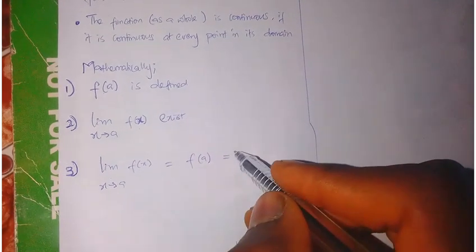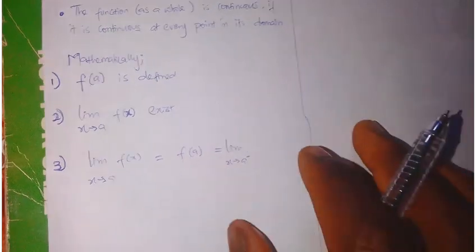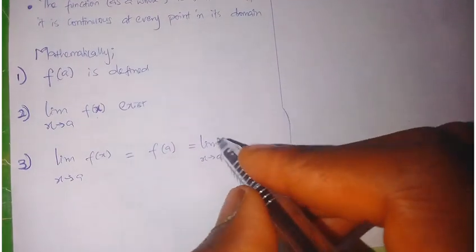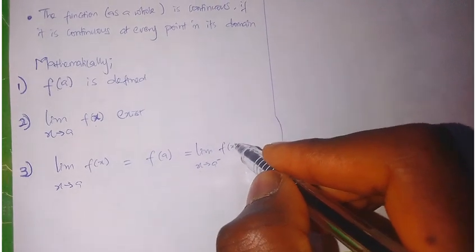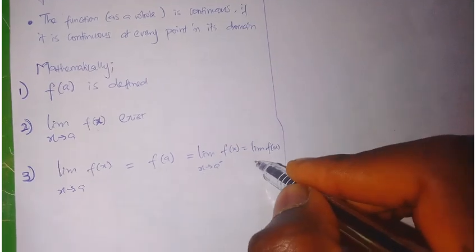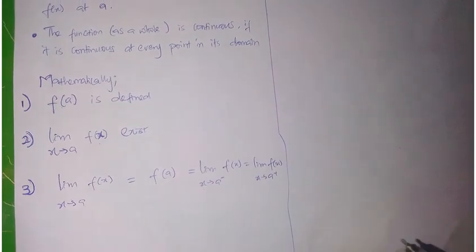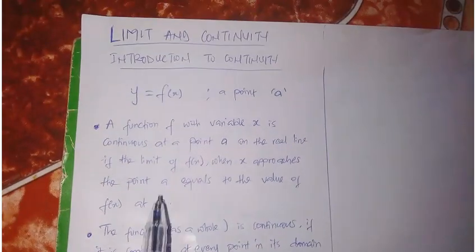This can also be equal to the negative and the positive direction limits of f of x as x tends to a.